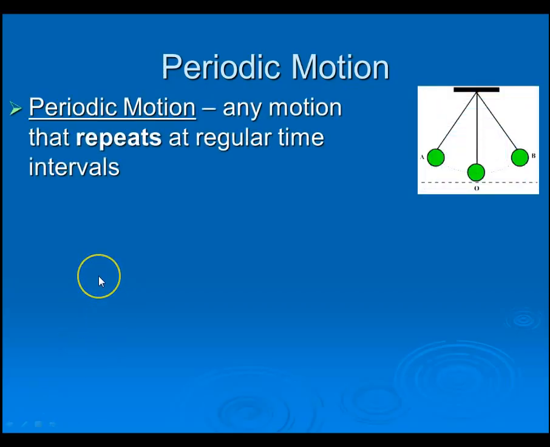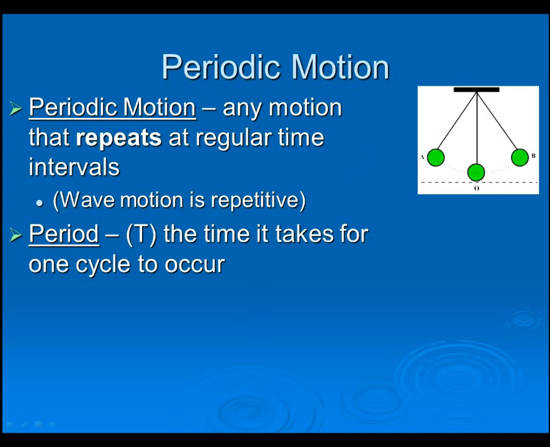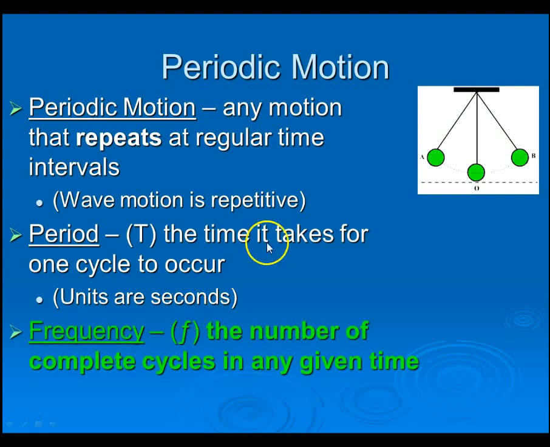All right, periodic motion. Any motion that repeats at a regular time interval, like the pendulum of a clock swinging back and forth. Wave motion is repetitive. This means it repeats. And period is the length of time for one cycle to occur. The time between the crests, that is the period. The units for this are seconds because it's just measuring the length of time. And it is the inverse, or 1 divided by the frequency.